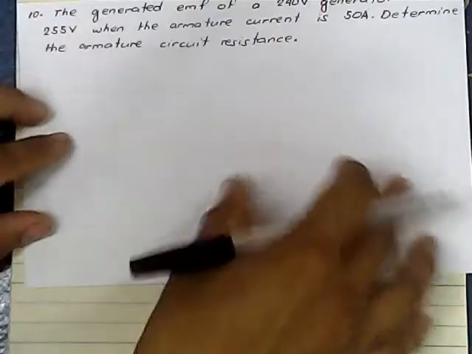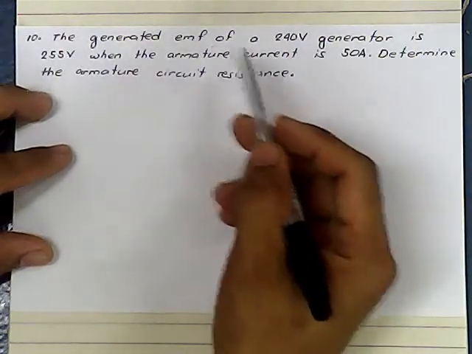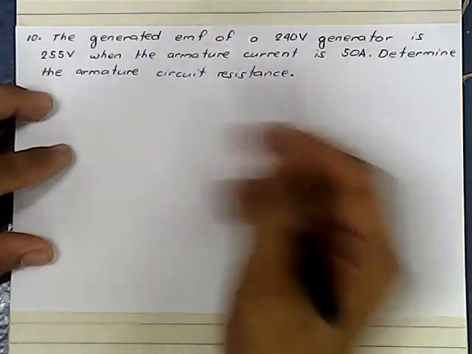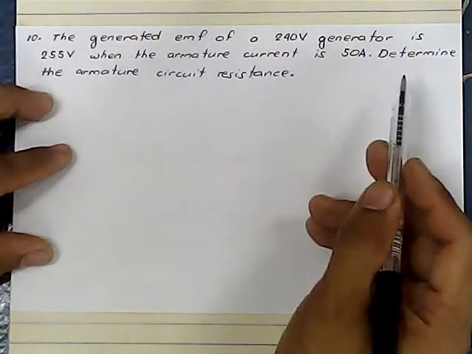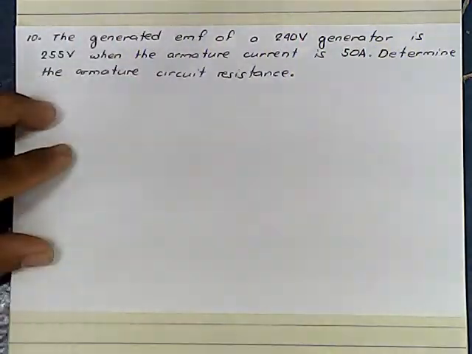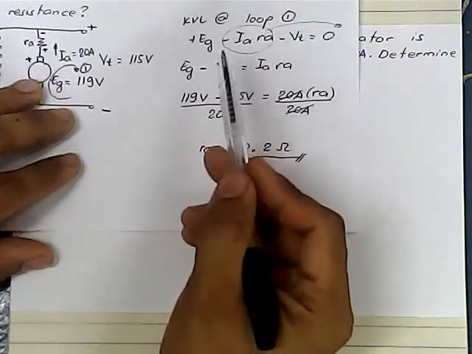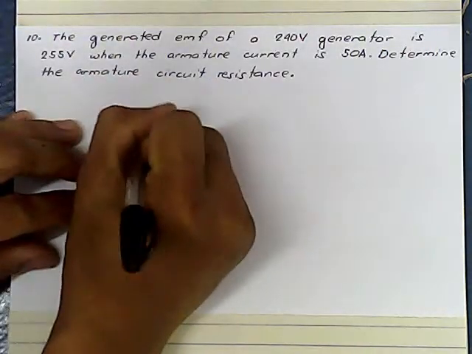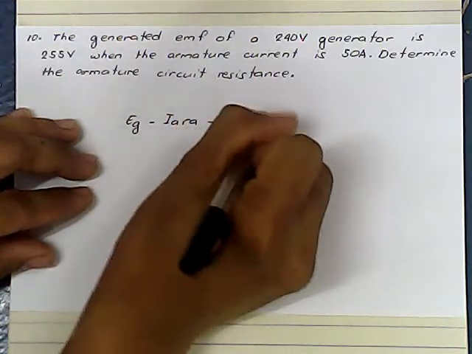So, yon po yung ating sagot, 0.2 ohms. Let's go to problem number 10. Here we have the generated EMF of a 240 volt generator is 255 when the armature current is 50 amperes. So determine the armature circuit resistance. Yung from the problem natin kanina dito sa problem number 9, ito yung kukunin ulit nating equation. So that is EG minus IARA minus VT is equal to 0.